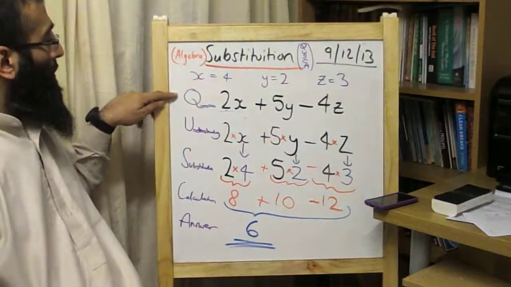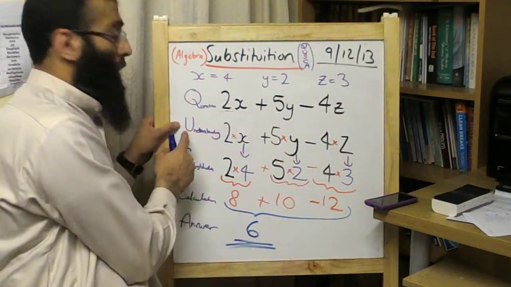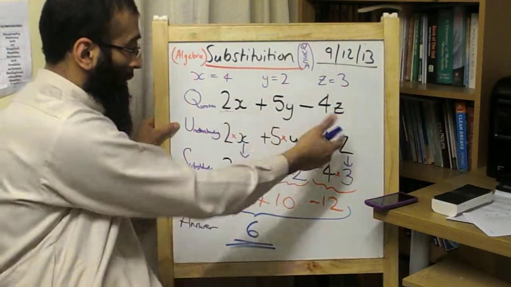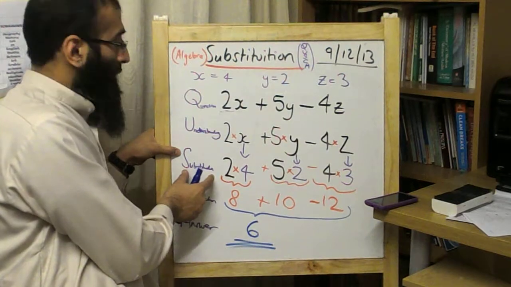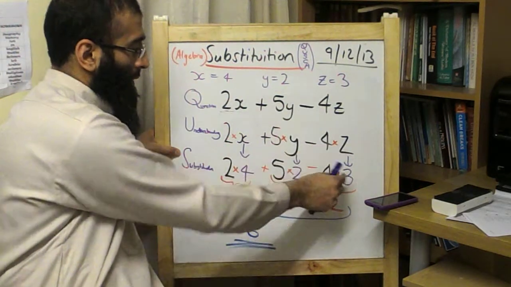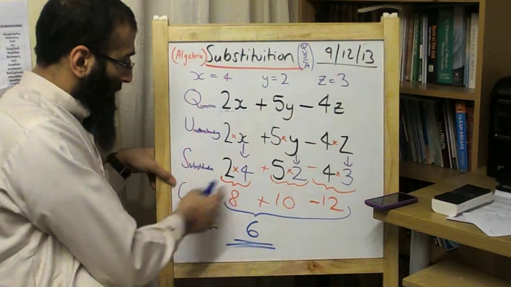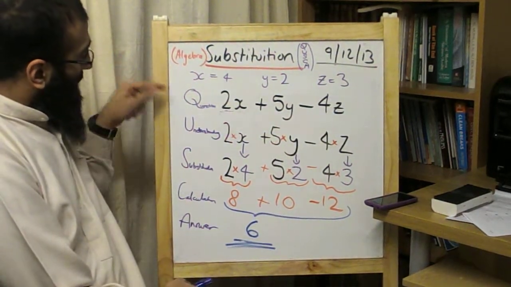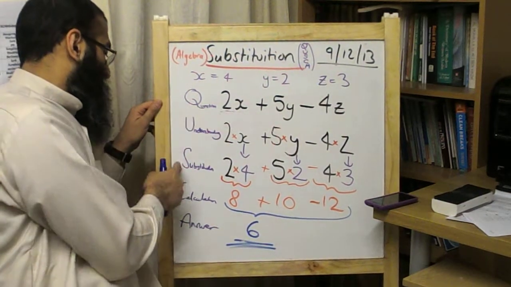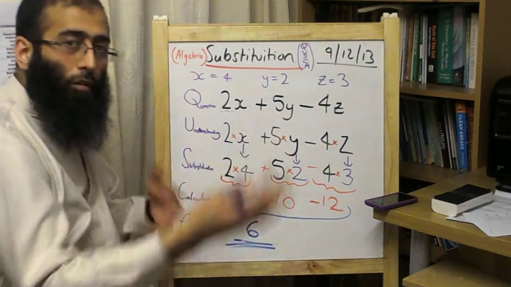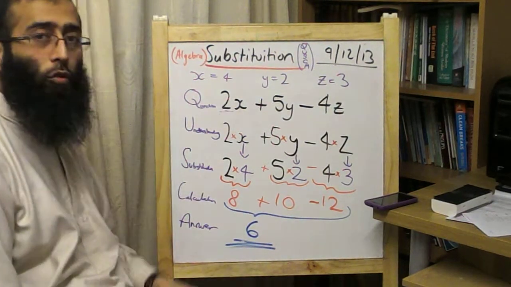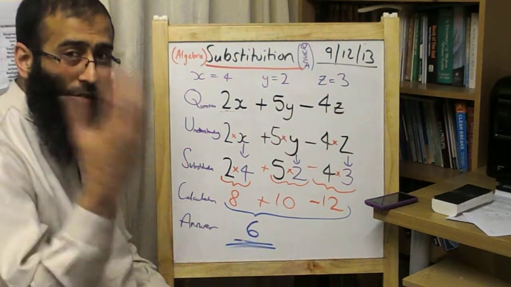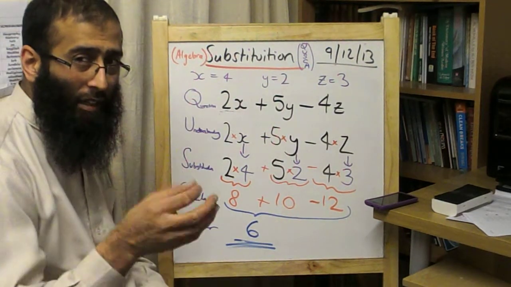Q is the question. U is understanding the question: 2x means 2 times by x, and so on. S stands for substitution, where we start putting the values in. C stands for calculation, where we start working it out. And A stands for answer, which is 6. So if you follow these steps, QUSCA, this is a novel word I've used to help students memorize the different steps. It sounds a bit funny as well. Hopefully it'll stick in your head and you'll be able to do the question correctly each time.